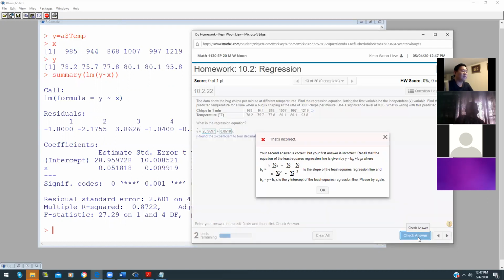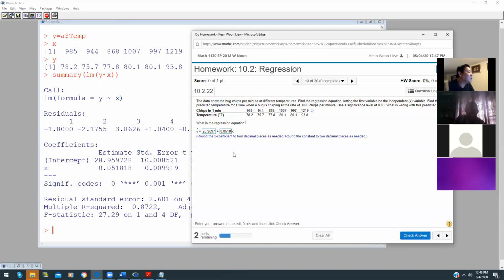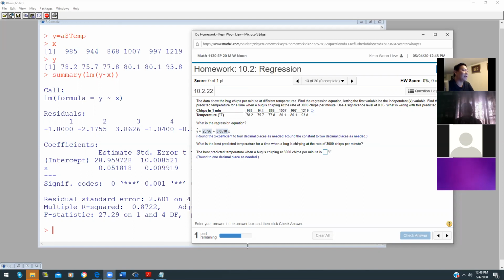Oh, let me see. Oh, I didn't read the question: round the X coefficient to 4 decimal places, and round the constant to 2. So the constant, you need 2, so picky. And then the X slope in this case is 4. Yep, that's correct. So just read the question carefully. They are just very picky here.